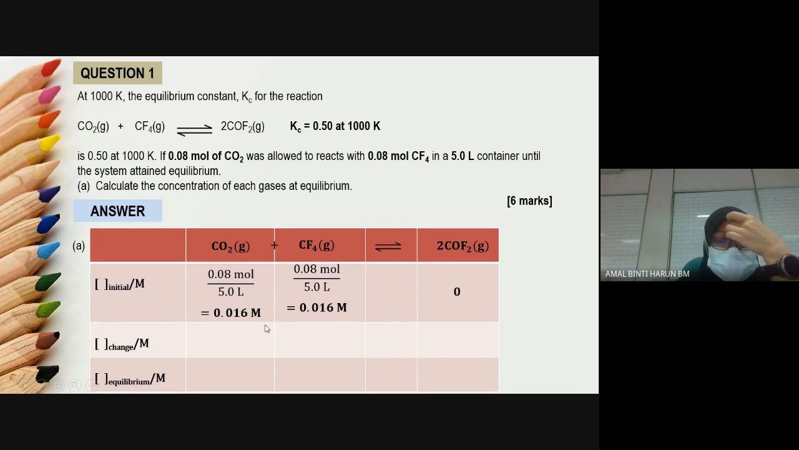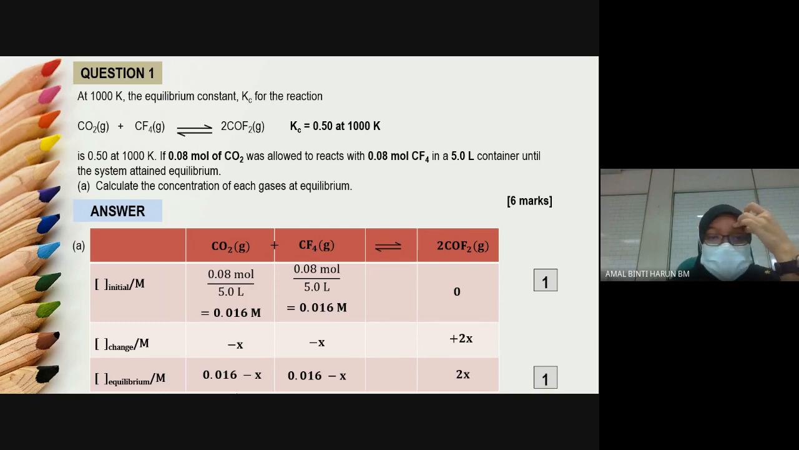Before reaching equilibrium, COF2 has not been produced yet. We only have reactants. Then it changes by minus X and increases by 2X, according to the coefficient numbers. Finally at equilibrium. So now how do we solve for X? There are two ways to solve for X: either the question gives the degree of dissociation alpha, or it gives K, such as Ka, Kb, Kc or Kp. The value of Kc given is 0.5. That means you need to write the expression, substitute the values in terms of X, and find the value of X.